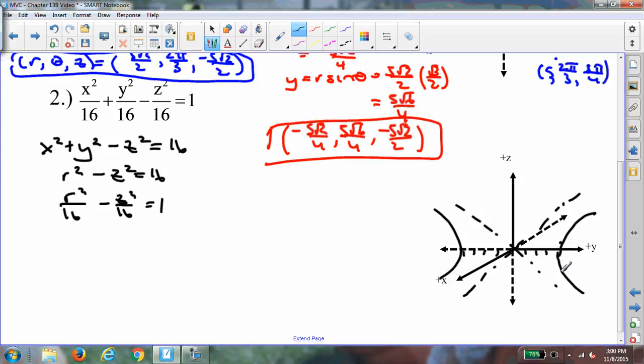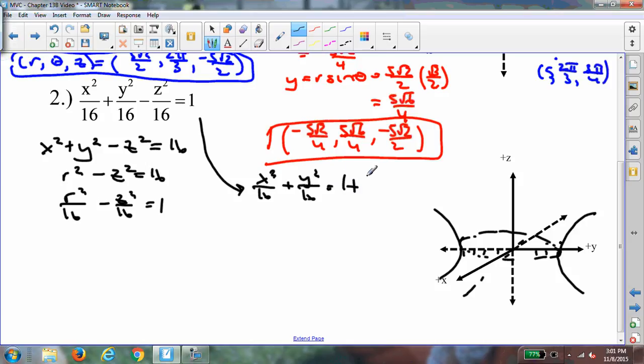And then since this is true for any value of theta, basically I want to think of these hyperbolas as being rotated about the z-axis. So I generate this picture. So if I erase the asymptotes and put those lines back in, you should see the one-sheet hyperboloid that we learned back in chapter 10, which makes sense because if I rewrite this as x squared over 16 plus y squared over 16 equals 1 plus z squared over 16.